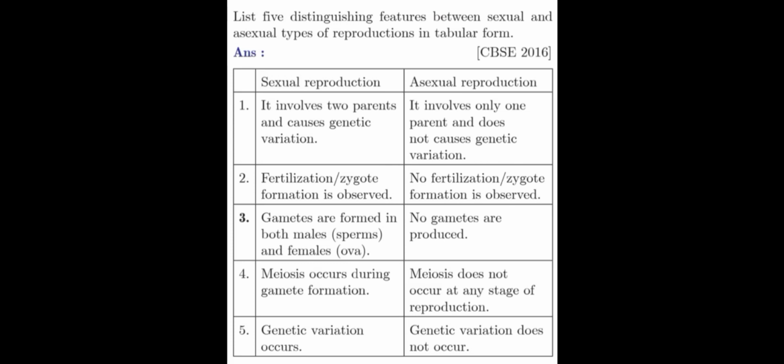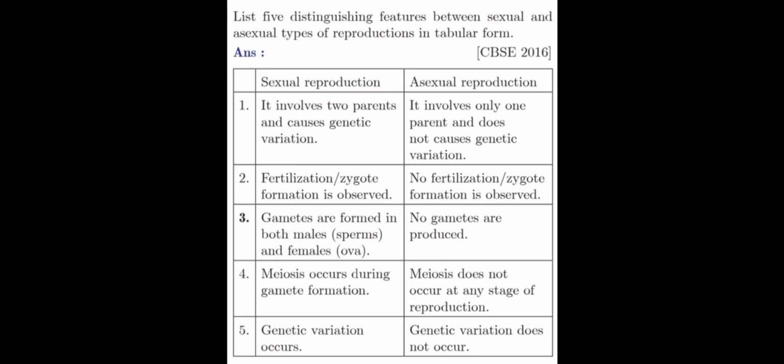Answer. Sexual reproduction involves two parents and causes genetic variation. Asexual reproduction involves only one parent and does not cause genetic variation. In sexual reproduction, fertilization and zygote formation is observed. In asexual reproduction, no fertilization or zygote formation is observed.